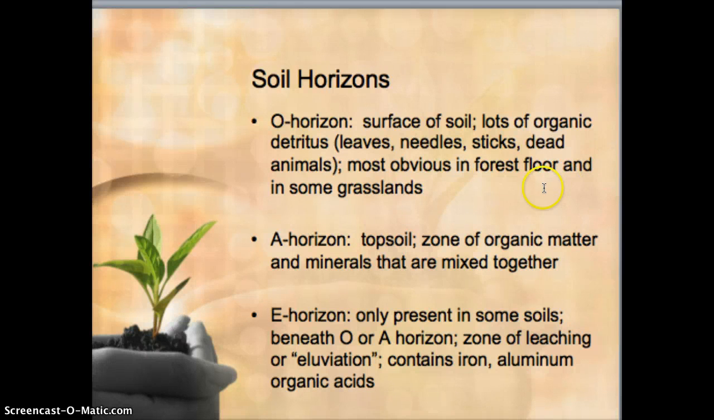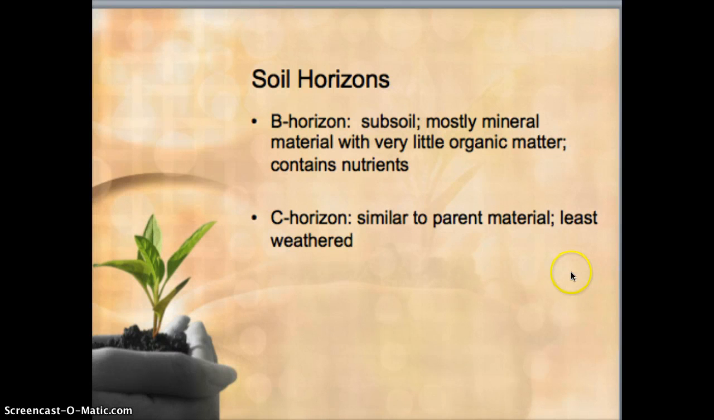The O horizon, again, just what's it composed of. It's the most obvious when you walk around. You see it on the forest floor, you see it in some grasslands, etc. The A horizon is what would be considered the topsoil. Oftentimes many people add another layer in there. They call it the E horizon. It's known as the zone of leaching or alluviation. It's where some minerals get leached and collect in one area. So it has iron and aluminum and some organic acids in that region. The B horizon is the subsoil, and the C is similar to the parent material. It's the one that's undergone the least amount of weathering.